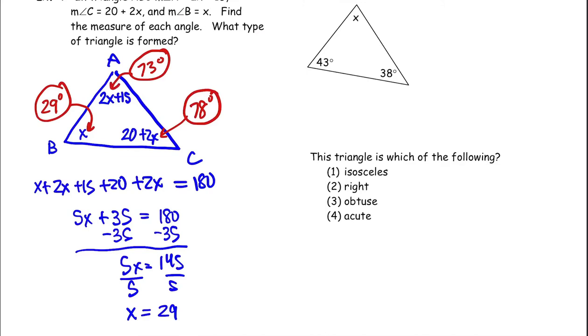Now, there's a second part to this as well. What type of triangle is formed? So I need to take a look at all of these angles. Is it acute, right, or obtuse? Well, all of these angles are acute, so I know the answer is acute. And I also notice that they're all different, so that means it's got to be scalene. So it's acute, scalene.